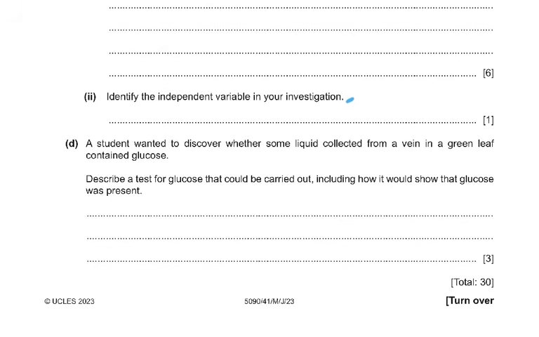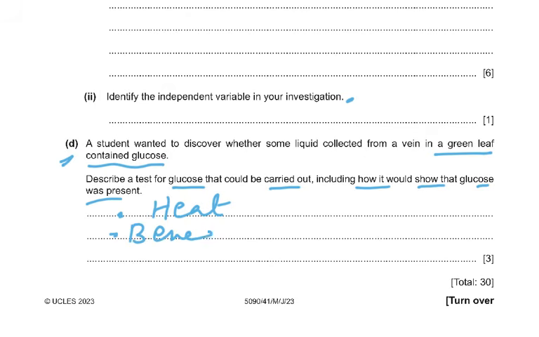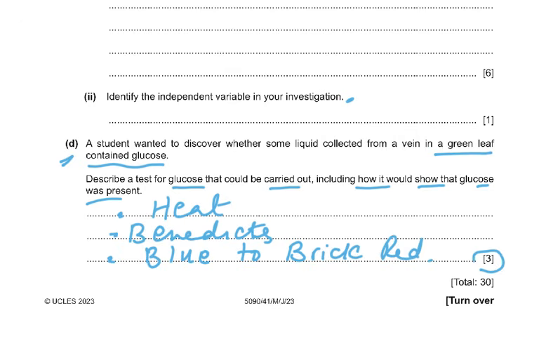A student wanted to discover whether some liquid collected from a vein in a green leaf contained glucose. Describe a test for glucose that could be carried out, including how it would show that glucose was present. So you would heat it with Benedict's reagent, and the color would change from blue to brick red. Well, that's the easiest to write because you can say brick to orange or brick red or anything that is correct. So it had 3 marks and 3 points.